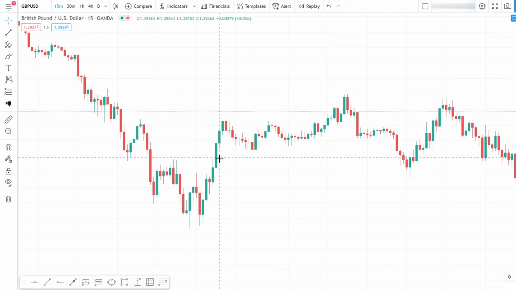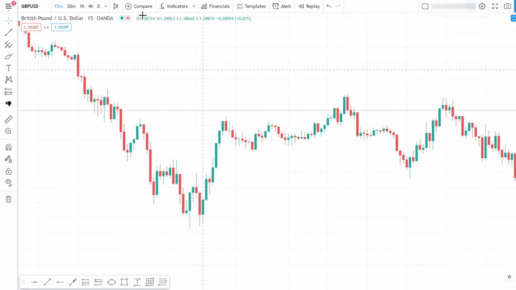You can do a lot with this platform, so I recommend you use it if you don't know what it is. Anyway, getting into it, we're going to add some indicators. The indicators we're adding are a 200 EMA and a 50 EMA. So you want to go up here, right here, and click on indicators.